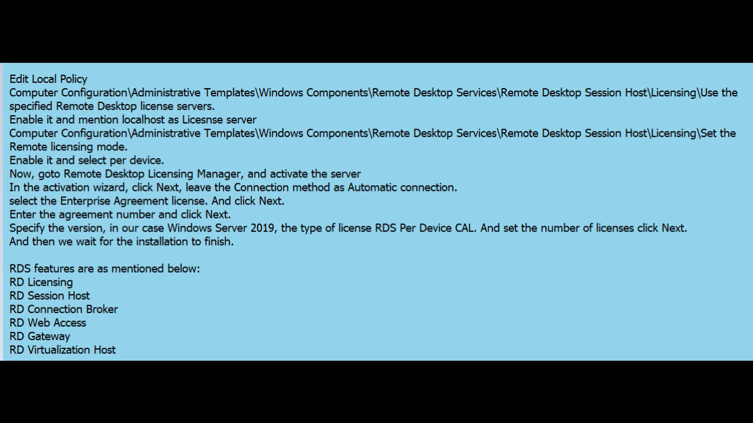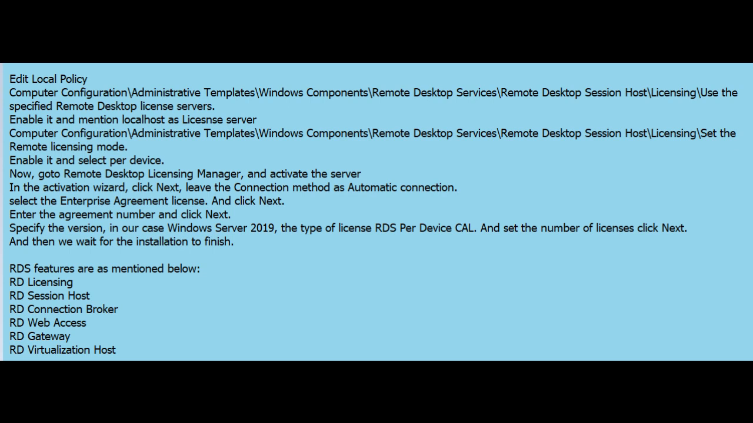Edit local policy. Computer Configuration / Administrative Templates / Windows Components / Remote Desktop Services / Remote Desktop Session Host / Licensing / Use the specified Remote Desktop license servers. Enable it and mention localhost as the license server. Computer Configuration / Administrative Templates / Windows Components / Remote Desktop Services / Remote Desktop Session Host / Licensing / Set the Remote Desktop licensing mode. Enable it and select Per Device.